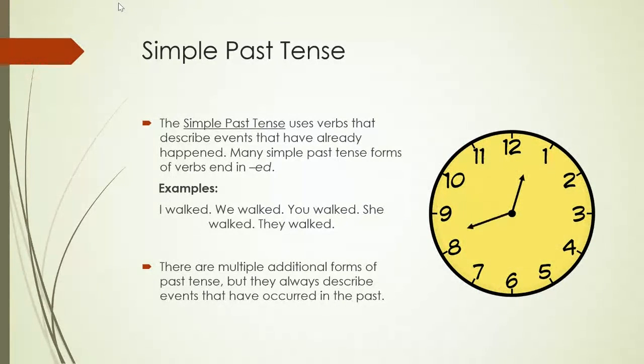To identify these forms of verbs, remember that many simple past tense verbs end in -ed. Some examples of the past tense are: I walked, we walked, you walked, she walked, they walked. Notice the -ed at the end of these examples, which is often characteristic of the simple past tense. There are additional forms of the past tense. However, the key thing to take away is that they always describe events that have occurred in the past.